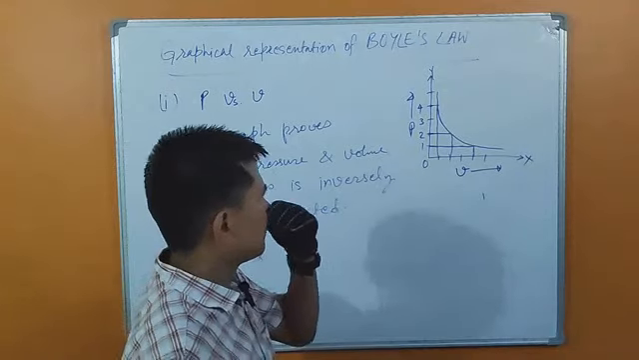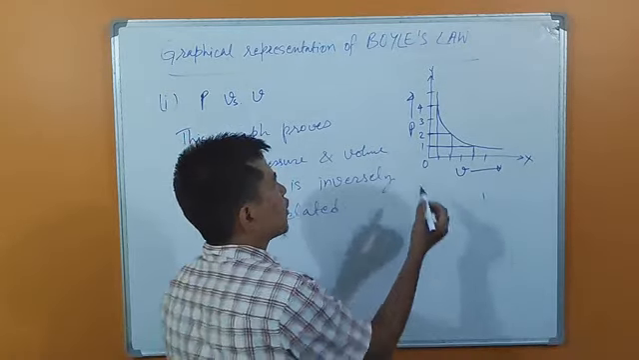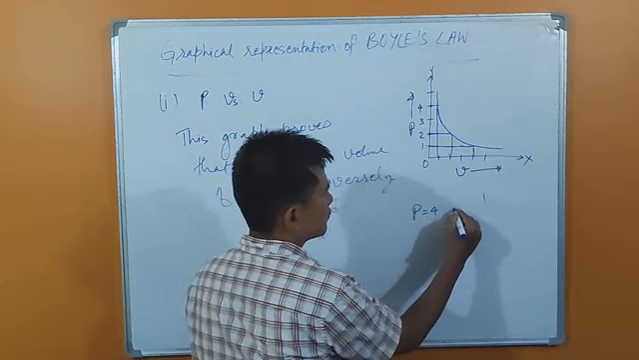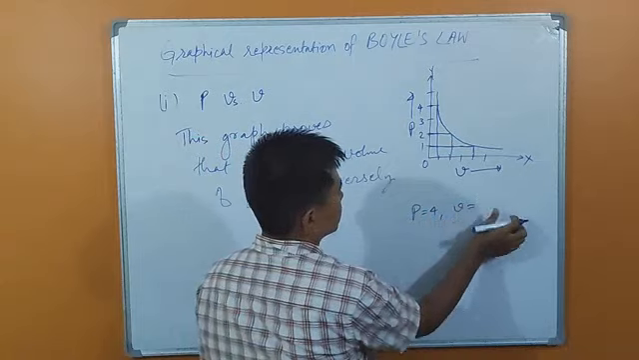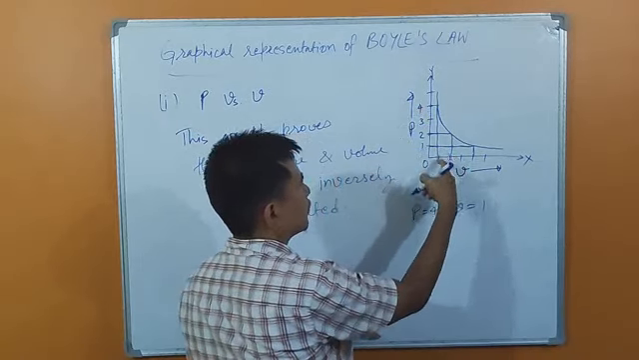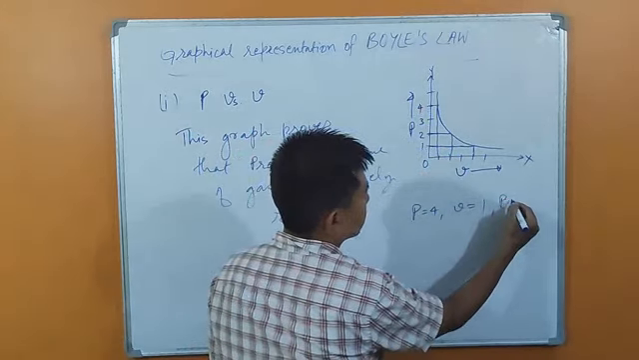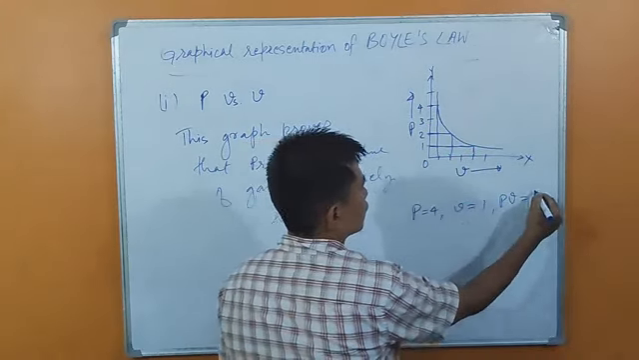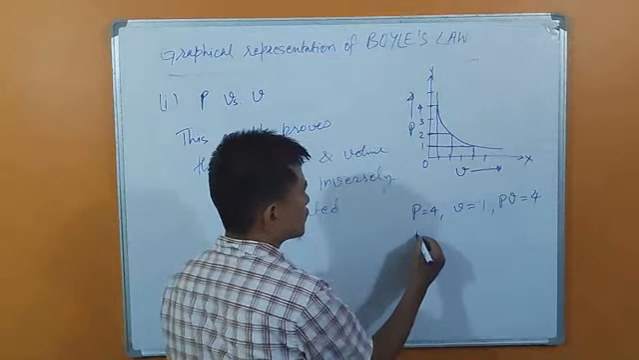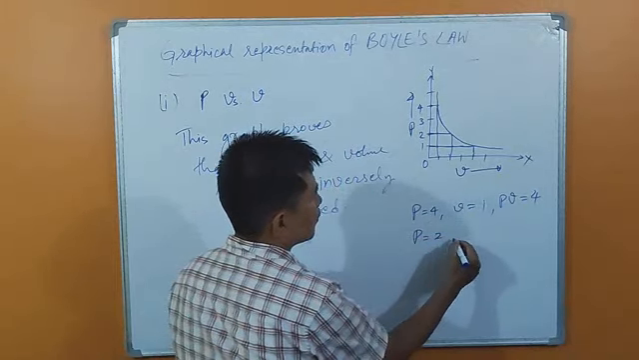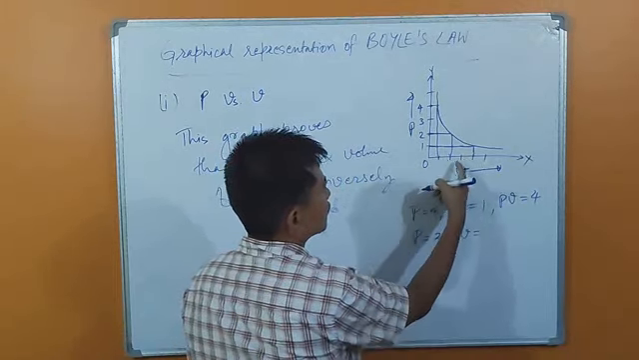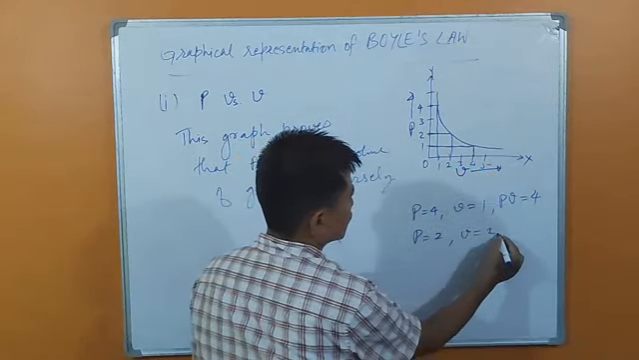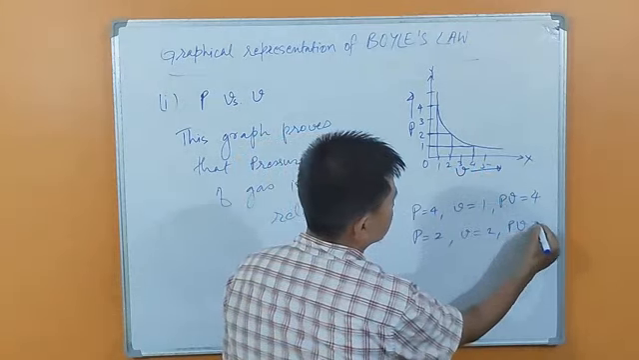One more thing I would like to let you know. When pressure was 4, volume was 1, and the product of pressure and volume, PV, equals 4 into 1, which is 4. When pressure was 2, volume was also 2. So the product of pressure and volume, how much did you get? 4.